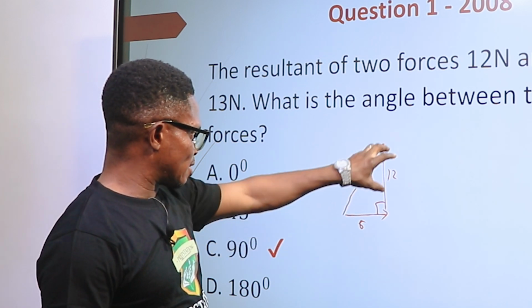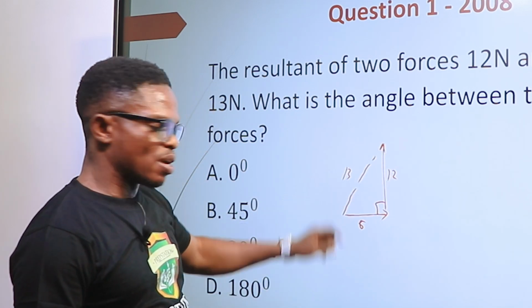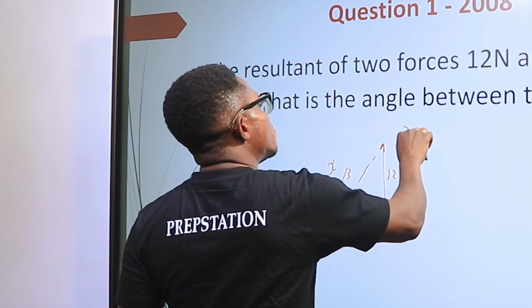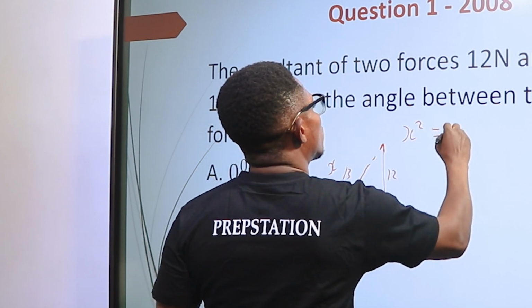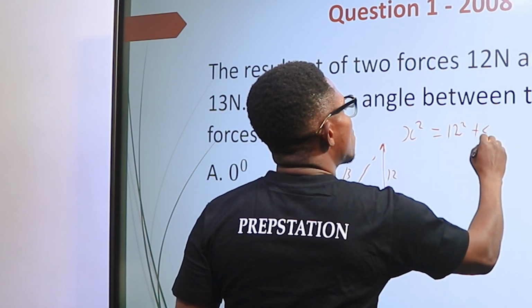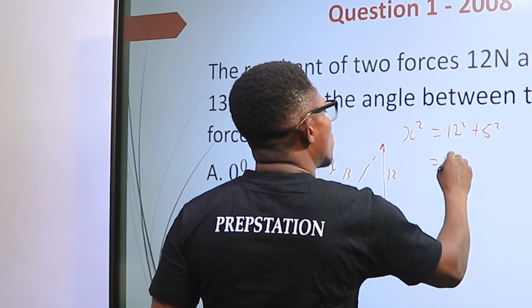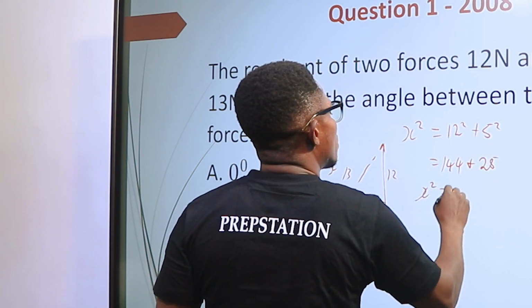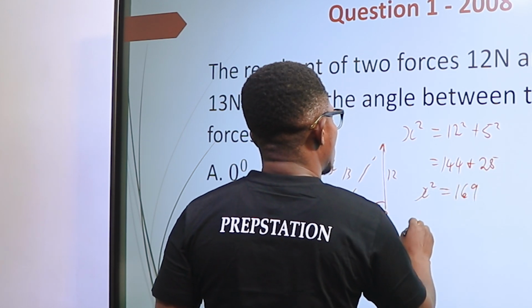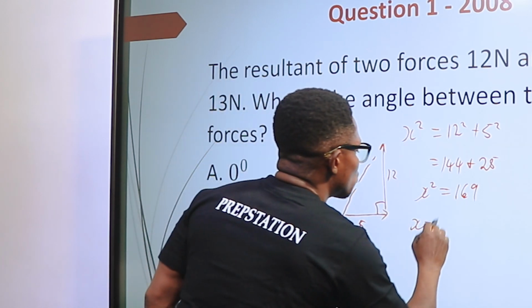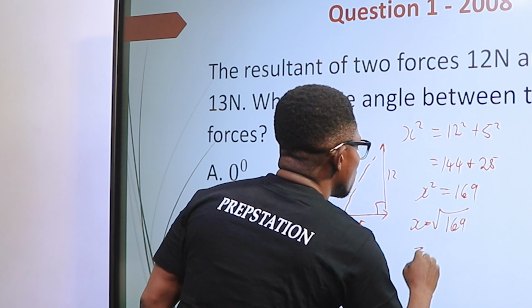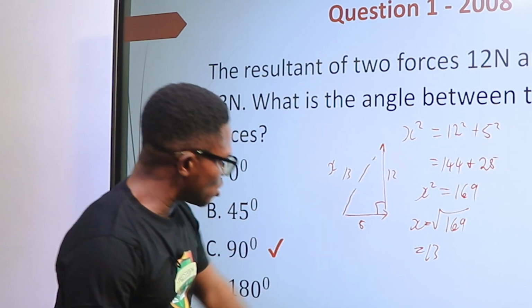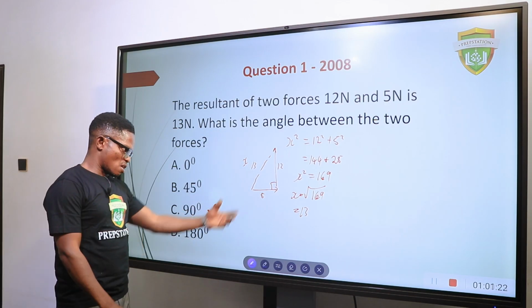So let's see if I use Pythagoras theorem here, I'll be able to get 13. And what does Pythagoras theorem say? Let's say this is x. So it means x squared will be equal to 12 squared plus what? 5 squared. Of course, 12 squared is 144. 5 squared is 25. So you have x squared equals to what? 169. So therefore, x will be equal to what? Square root of 169, which is 13. Okay? So since I've been able to get 13, it means the angle between these two vectors is what? 90 degrees. In other words, they are perpendicular.